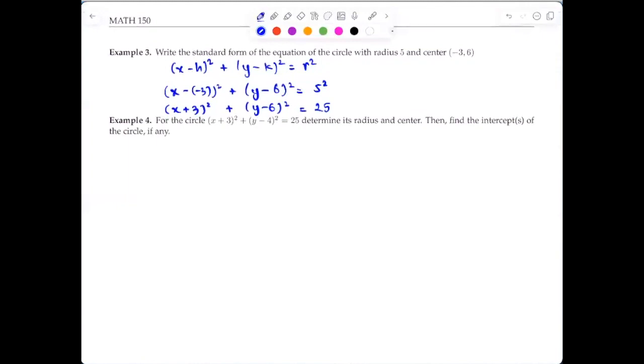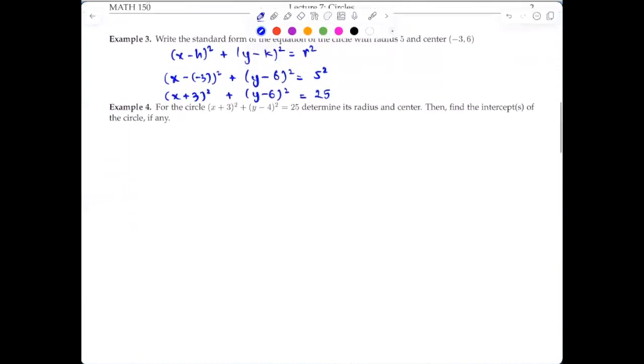Now, they ask you to extract the information from this equation. Find the radius and the center, and then from there, using the equation of the circle, can you find the intercept of the circle? So for the circle, x plus 3 squared plus y minus 4 squared equal to 25. So what is the radius of the circle? What is r equal to?